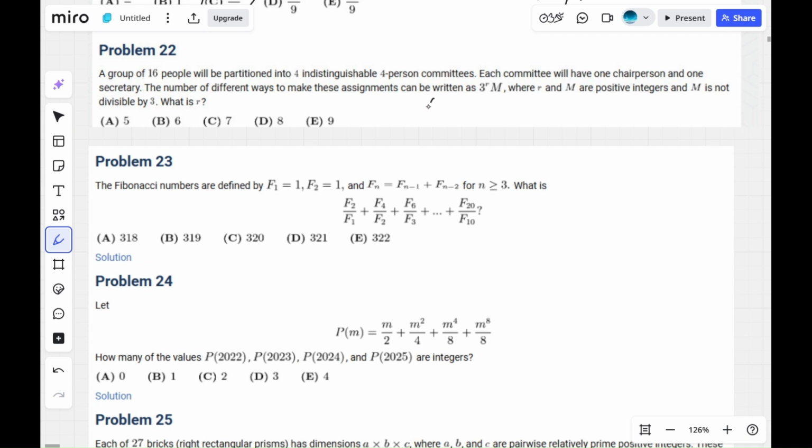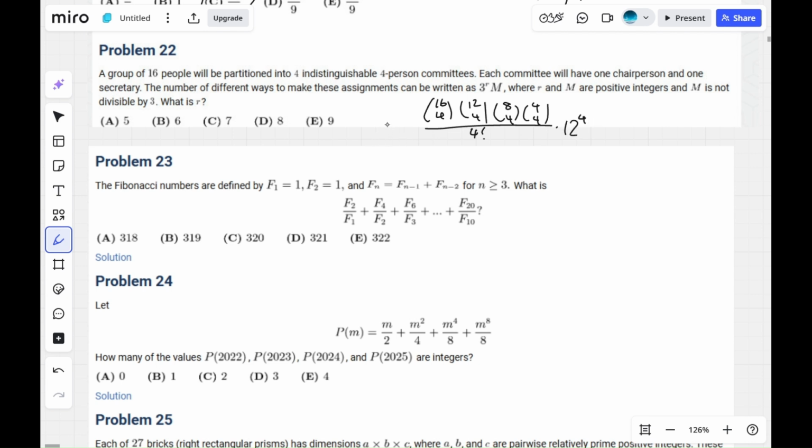So in order to do this, this is 16 choose 4 times 12 choose 4 times 8 choose 4 times 4 choose 4. And then we divide this by 4 factorial for order because they are indistinguishable. So this is the number of ways to pick the 4 committees. And now each has 1 chairperson and 1 secretary. So out of a 4-person committee, there are 4 times 3, which is 12 ways to choose these 2 people. So this is times 12 to the 4.